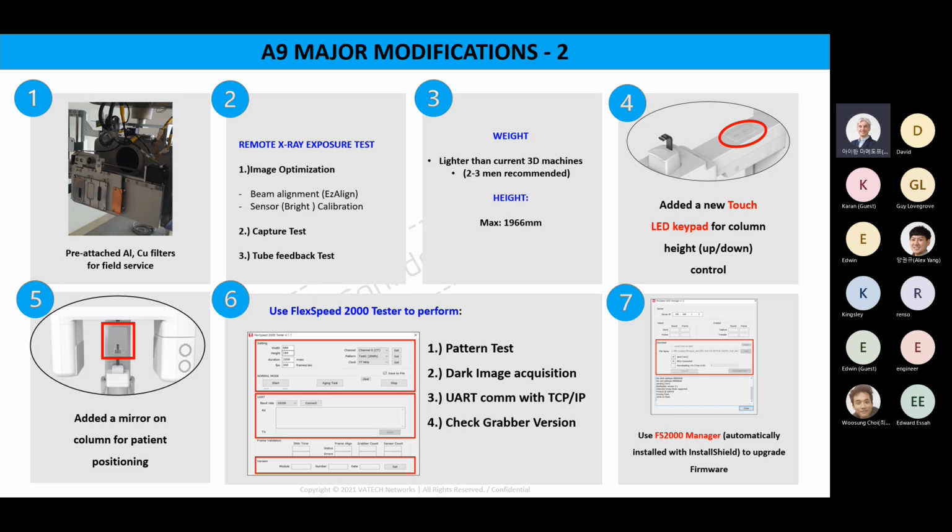And you can do remote X-ray exposure tests on A9, all right? So you can do image optimization, beam alignment, sensor bright calibration, the capture test, tube feedback test, everything is possible by remote. All you have to do is tell the staff to stay away from the room where you are going to do this image optimization work, so that for safety reasons, nobody is inside with the device.